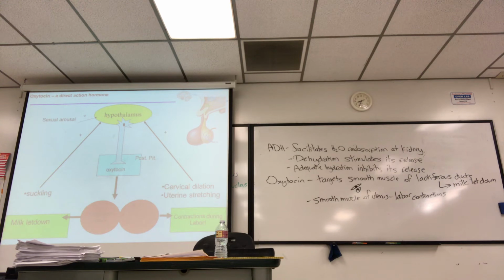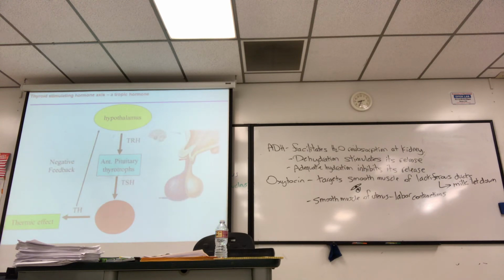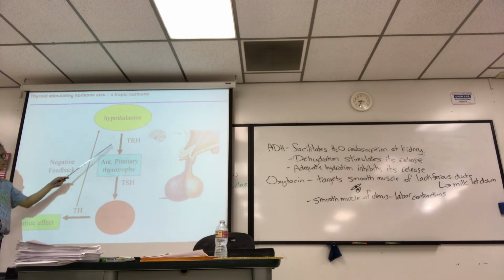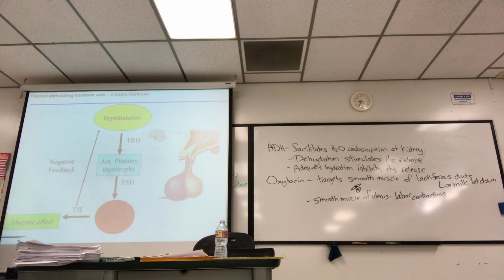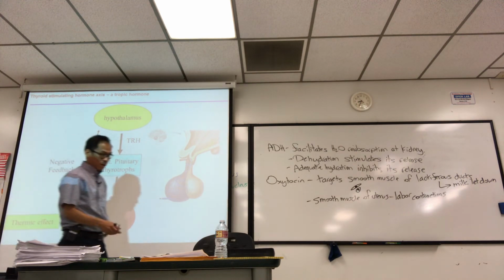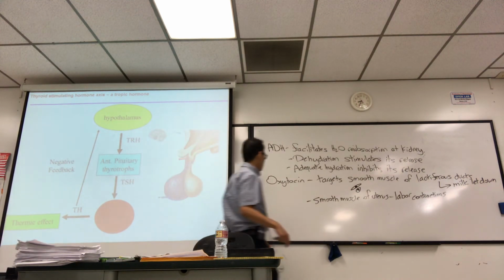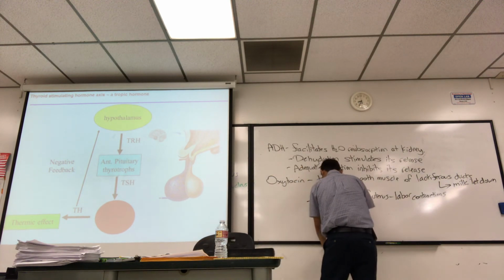That's oxytocin. Okay. All right, the other ones, the tropic hormones, they use the portal system to stimulate all the troph cells, and I just kind of want to mention briefly what they do.